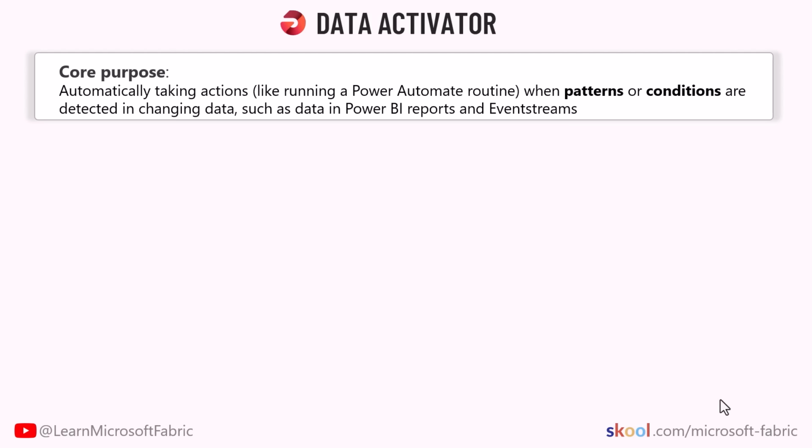Now, the final experience I want to touch on here is Data Activator. And Data Activator is currently in preview still, and it's a very new experience, but it's a no-code experience in Fabric for automatically taking actions. For example, running a Power Automate script when patterns or conditions are detected in changing data. And this could be data in a Power BI report, or it could be event streams, as we've just seen in the real-time experience. And in Data Activator, you can create what's called a reflex.